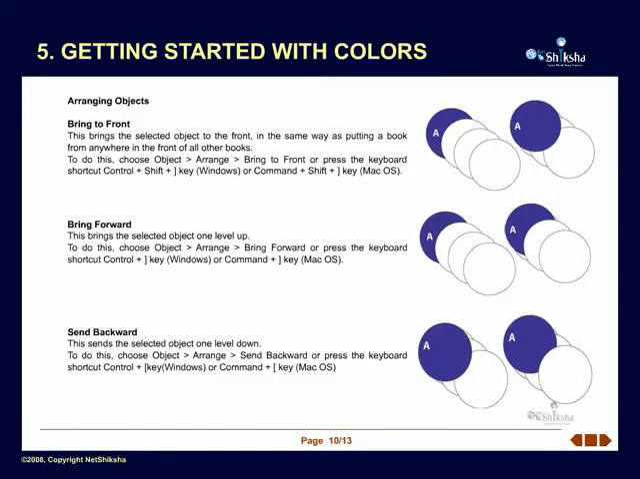Arranging objects. Bring to Front. This brings the selected object to the front, in the same way as putting a book from anywhere in the stack in front of all other books. To do this, choose Object and then choose Arrange and then select Bring to Front, or press the keyboard shortcut Ctrl plus Shift plus right bracket on Windows, or Command plus Shift plus right bracket on Mac OS.